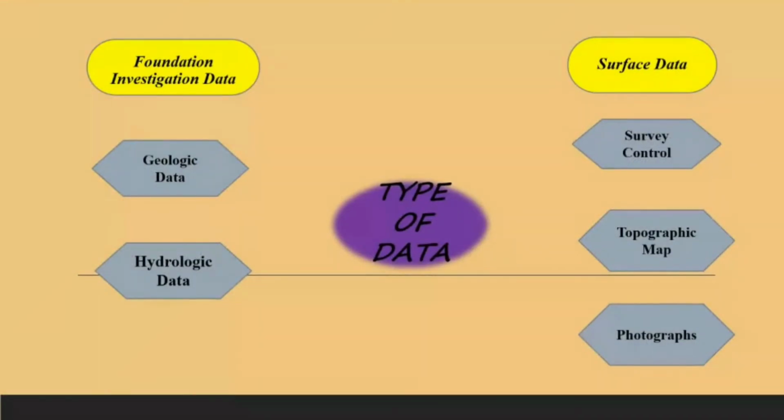Next is about the type of data we use for this emission assessment. There are two types of data, which are foundation investigation data and surface data. Under the surface data, we can see three types of data collecting method. Firstly, survey control. Second, topographic map. Third is photograph. And under the foundation investigation data, there are two data types, which are geologic data and hydrologic data.